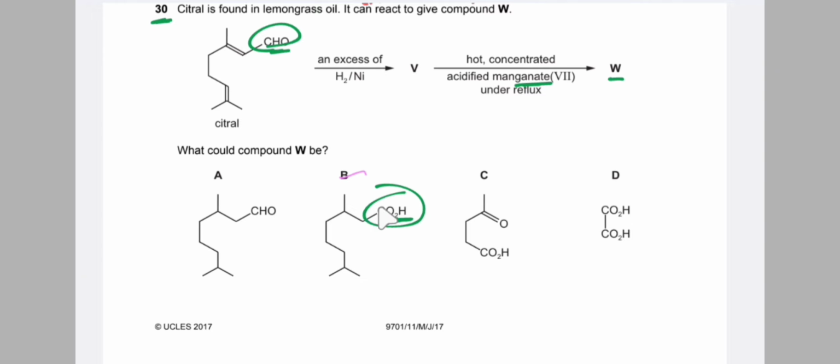And since the double bonded carbon is attached to hydrogen, there is no double bond present. But if there were a double bond present, then due to the hot concentrated acidified KMnO4, the double bond would break. But since there is no double bond, the correct answer is B.